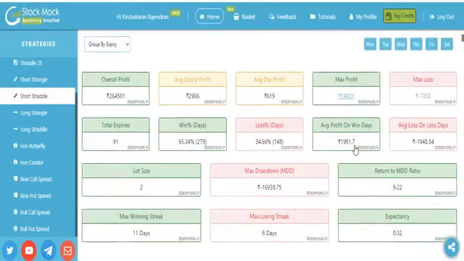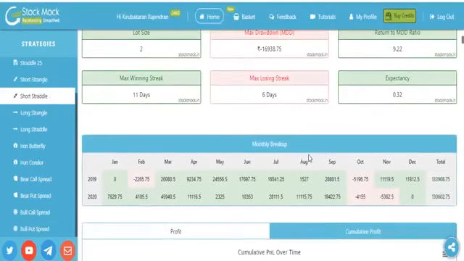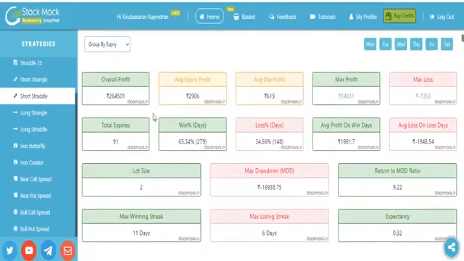And this is how the overall returns look like with one lot in Nifty options for 2019 and 2020, the last 2 years. The overall returns are around 2.6 lakhs as overall profit, with a winning accuracy of around 65% and a maximum drawdown of around 16,000 as the maximum loss.